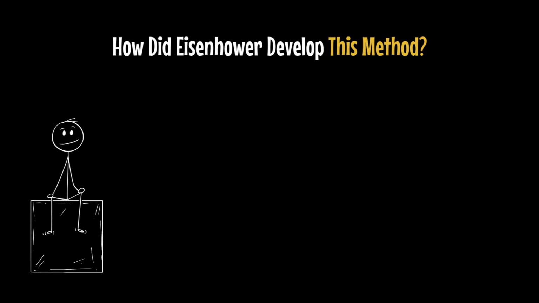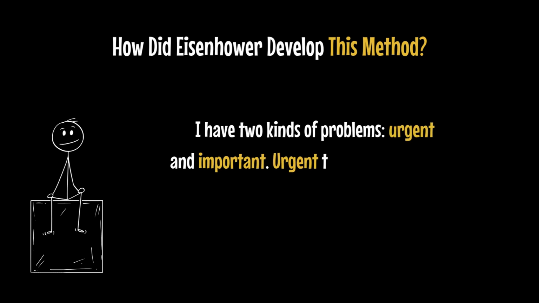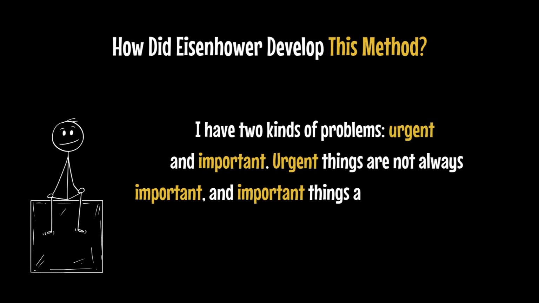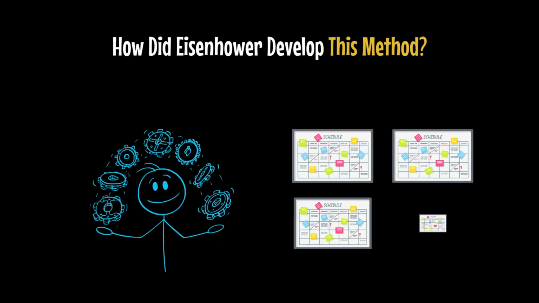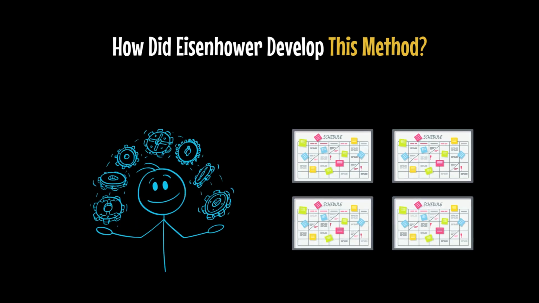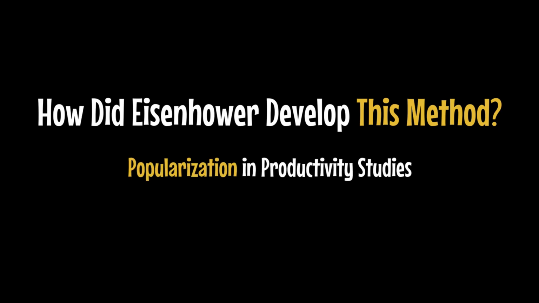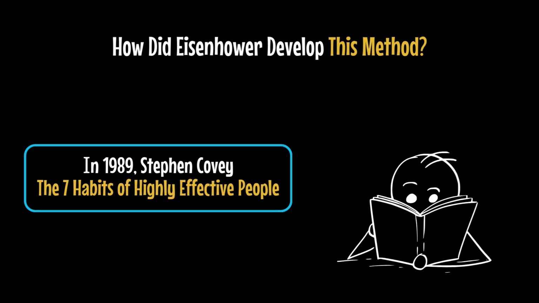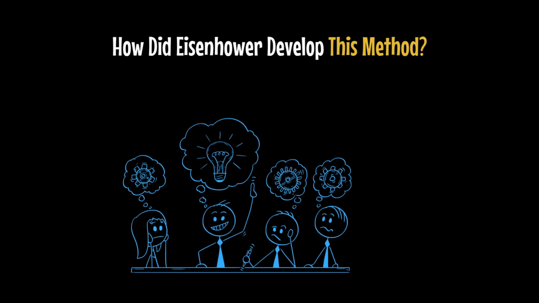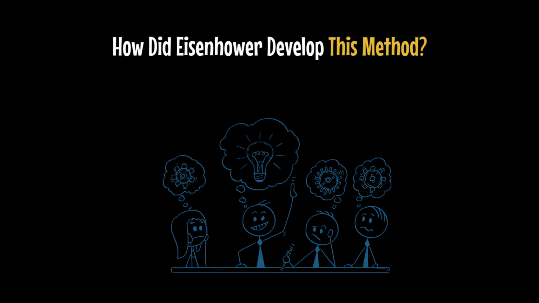Eisenhower often quoted philosopher Dwight L. Morrow: "I have two kinds of problems, urgent and important. Urgent things are not always important, and important things are not always urgent." This idea became the foundation of his time management system. Popularization in productivity studies. In 1989, Stephen Covey included this concept in his book, The 7 Habits of Highly Effective People, which made the method widely known in the field of time management.